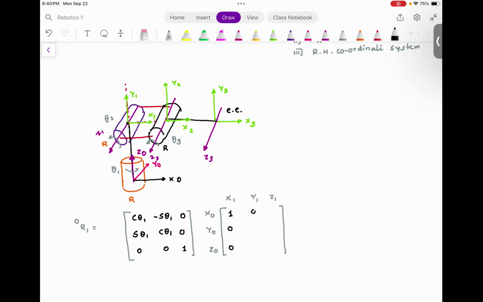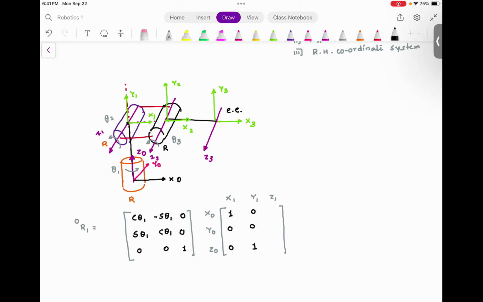So y1 is not aligned with x0. y1 is not aligned with y0. y1 is aligned with z0. Since the direction of the arrows is the same, you have positive 1.